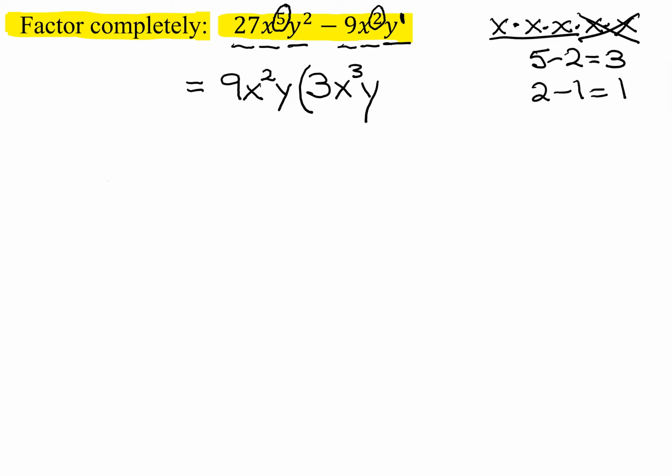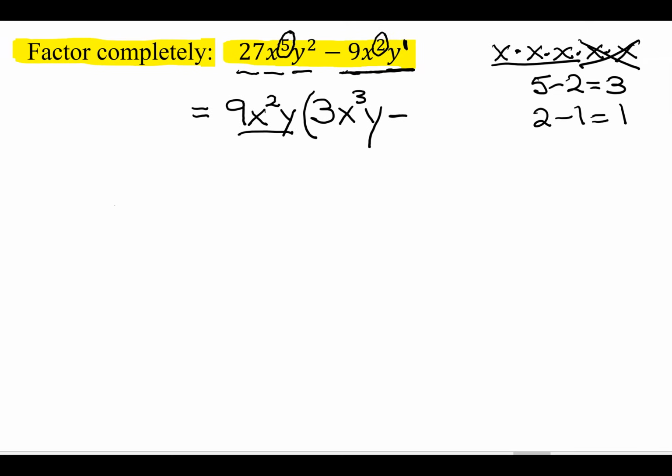Now, write the negative. And notice I'm pulling 9x squared y out of 9x squared y. What does it leave behind? It has to leave something behind. So when you factor 9x squared y out of 9x squared y, it will leave a 1 behind.